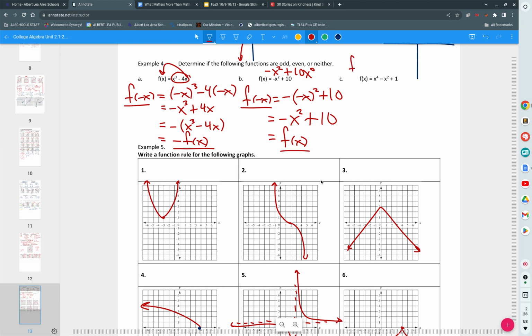I don't like this one. I'm going to switch it to f of x is equal to x to the 4th minus x squared plus x. So instead of a plus 1, I want you to write a plus x on the end. Okay?